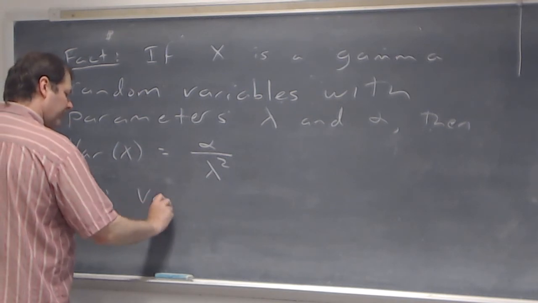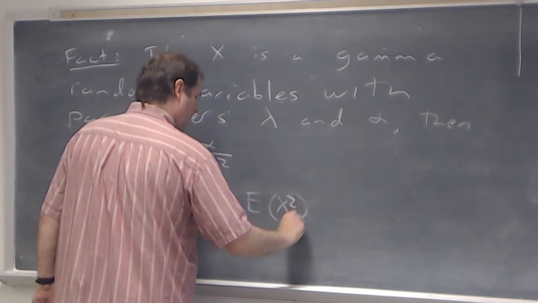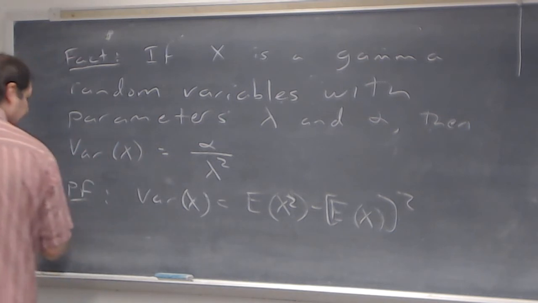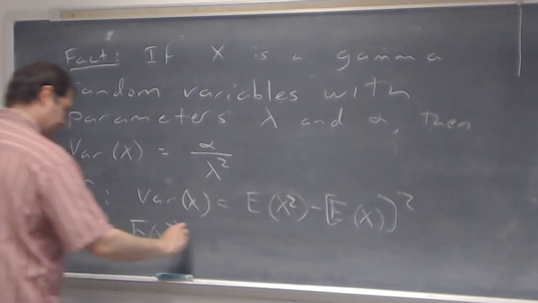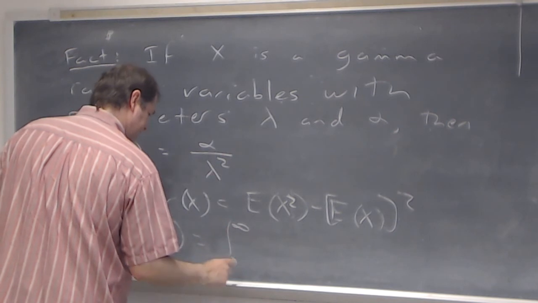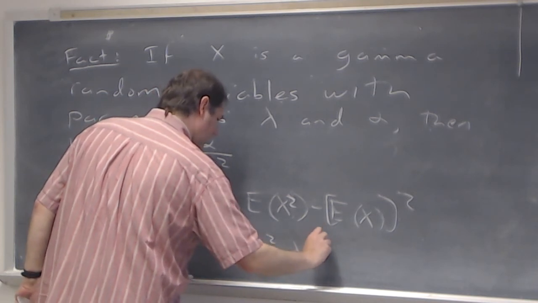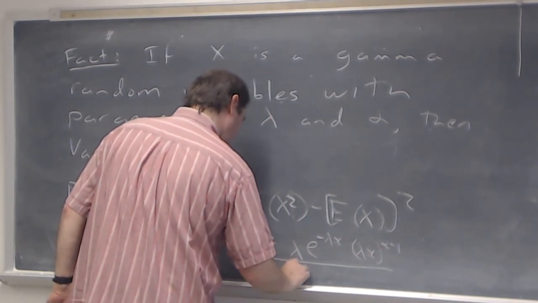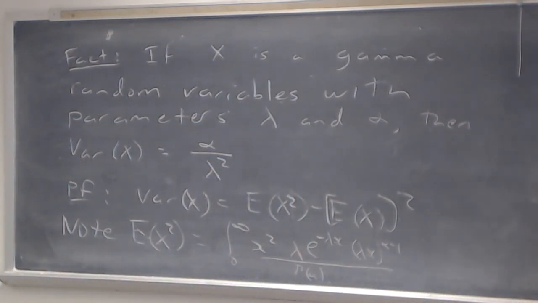And so let's recall the variance for any random variable: expected value of x squared minus expected value of x, quantity squared. So we need to figure out the expected value of x squared. That's going to be the integral from 0 to infinity, because of the way that f of x is defined, of x squared times lambda e to the minus lambda x to the alpha minus 1 all over gamma of alpha. We're going to do similar tricks to what we did in the proof for the expected value of x.